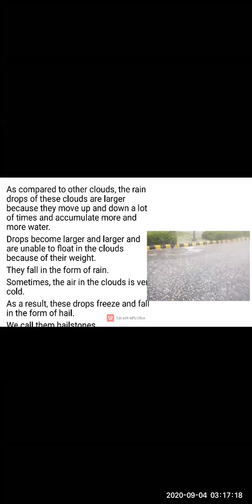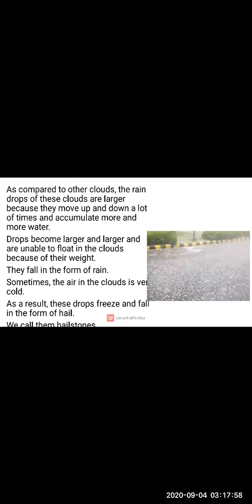The raindrops of these clouds are larger, and because they move up and down a lot of times, more and more water gets accumulated. Drops become larger and larger and are unable to float in the clouds because of their weight. So they fall in the form of rain. This is how the rain falls.